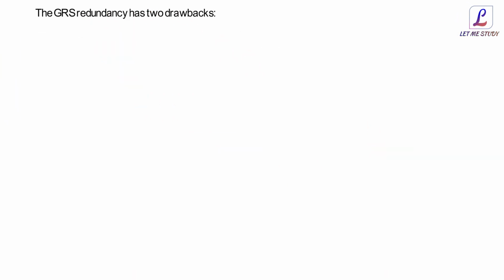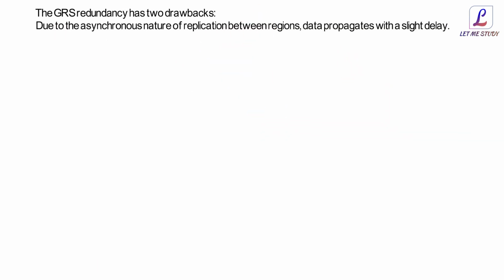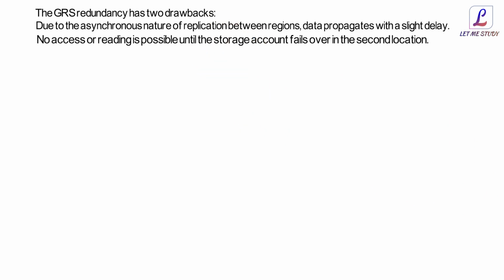The GRS redundancy has two drawbacks. Due to the asynchronous nature of replication between regions, data propagates with a slight delay. No access or reading is possible until the storage account fails over in the second location.